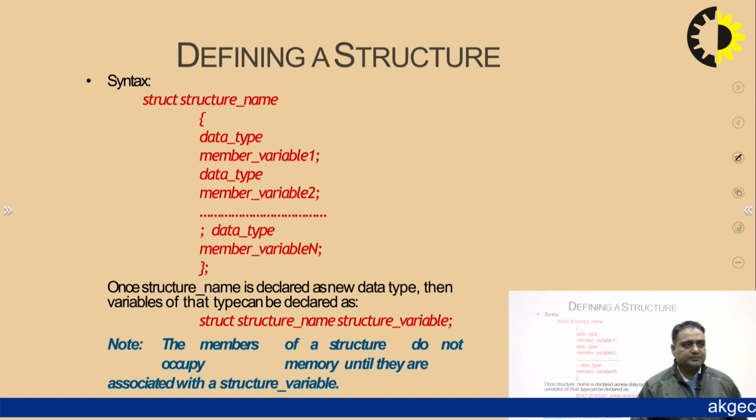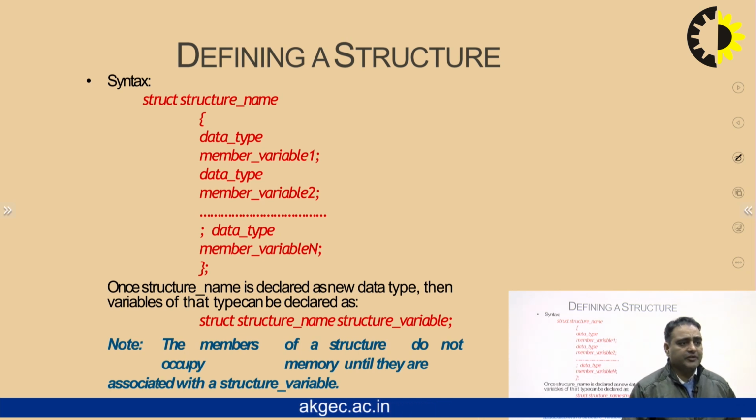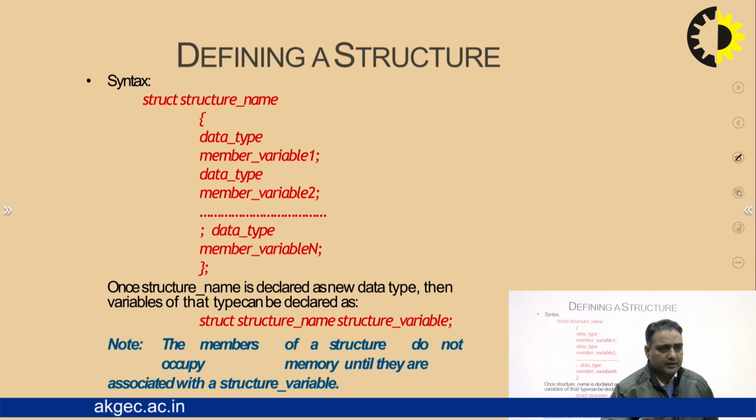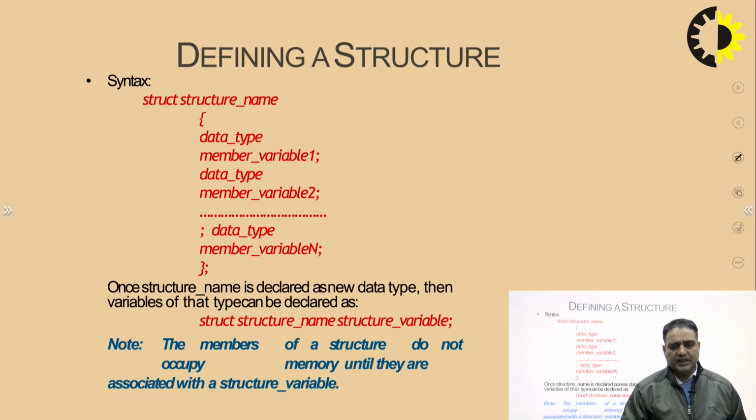Here is the syntax: struct, tag name, open curly brace, closing curly brace, semicolon. Inside, data type member variable 1, data type member variable 2, and so on. So we are declaring different types of data, meaning character data, float data, double data, strings, characters.